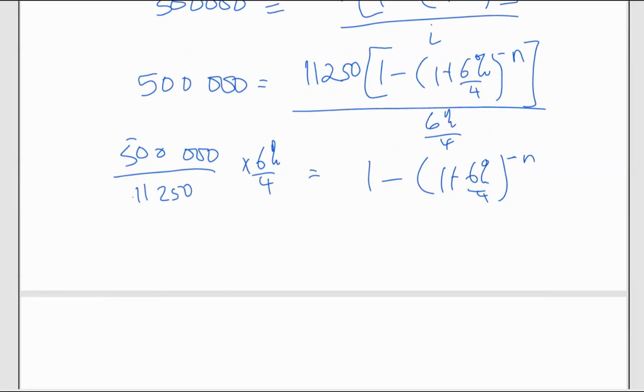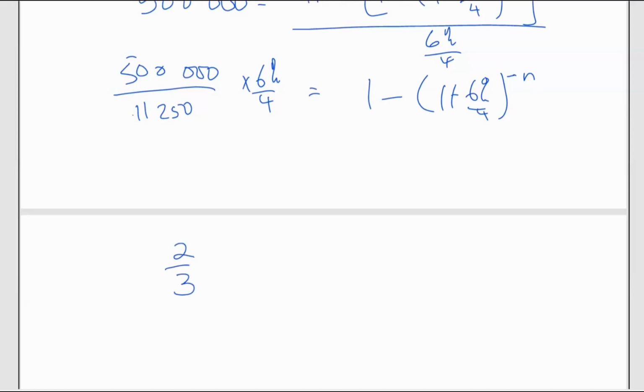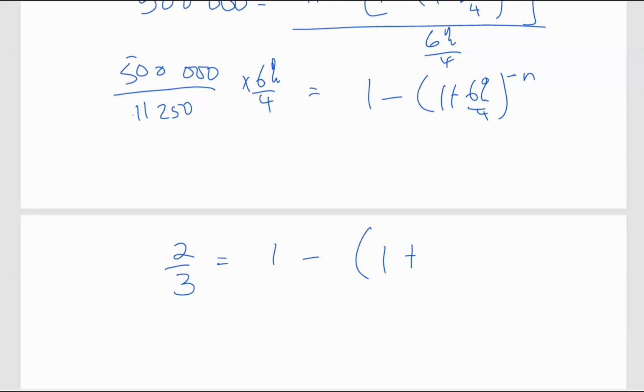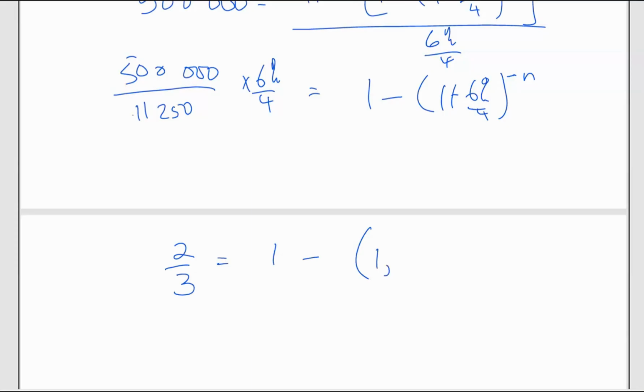And then this is over 11,250. Okay, let's have a fraction which is 2 over 3, equivalent to 1 minus. We have 1 plus. Why can't I just simplify this entire bracket once so that we save time? So 1 plus 6% over 4, which is 1.015, to the exponent of negative n.